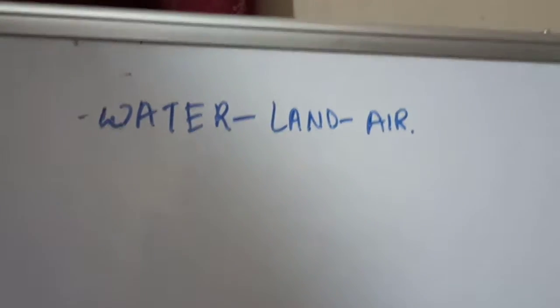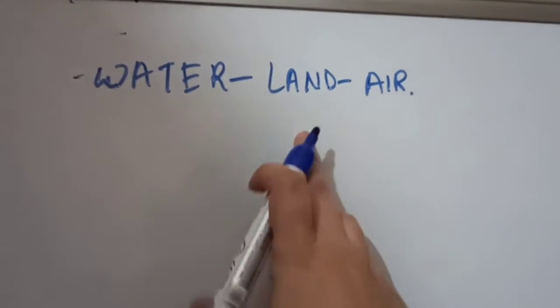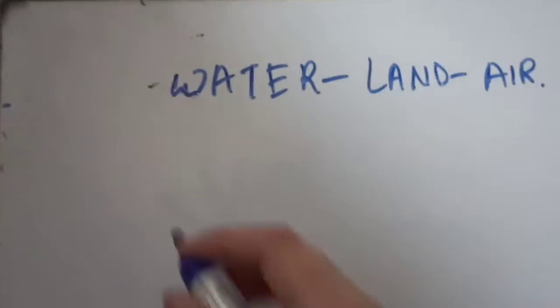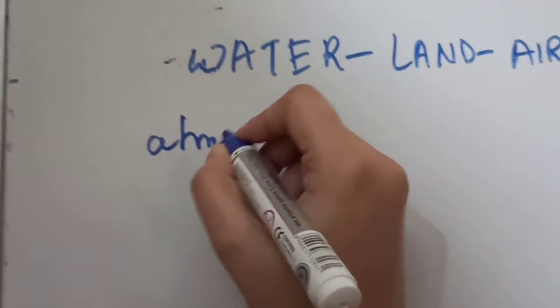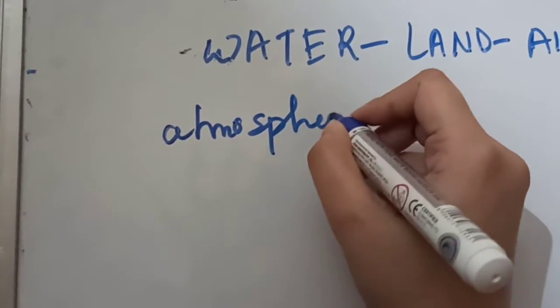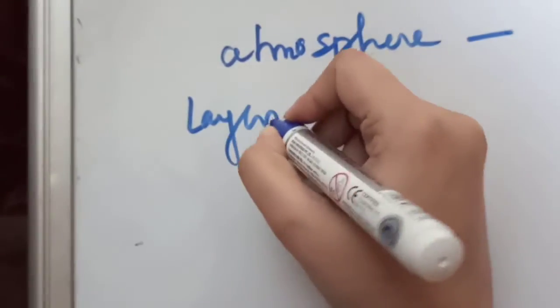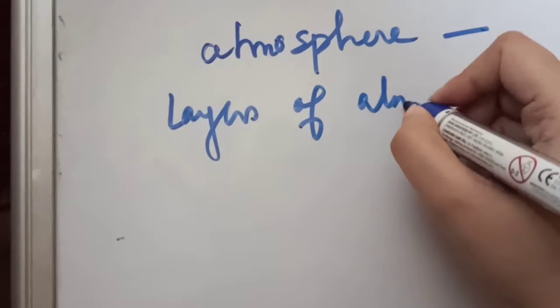Hello students of class 6, I'm going to continue with the chapter Air, Land, Water, Land and Air in this video. In the last video I discussed the definition of the atmosphere and what the atmosphere is made up of. So now in this video I'm going to explain the layers of the atmosphere.